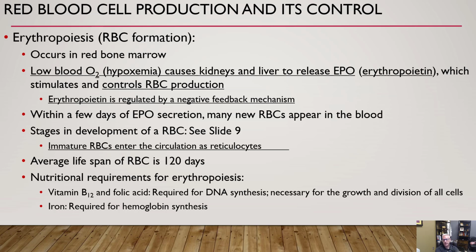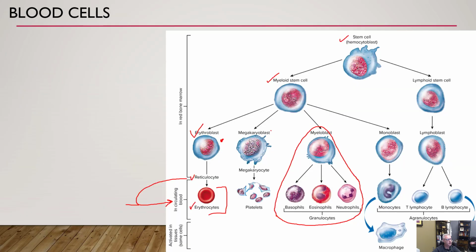And then hopefully your bone marrow is going to produce these red blood cells. It's a negative feedback mechanism. So your body's going to release this erythropoietin to create red blood cells, and once we have enough red blood cells, that erythropoietin is going to shut off. So that's your negative feedback mechanism. And then hopefully after a few days of EPO secretion, you're going to see new red blood cells appear in the blood. And we talked about the stages of development of a red blood cell back up here, so we're not going to rehash that.